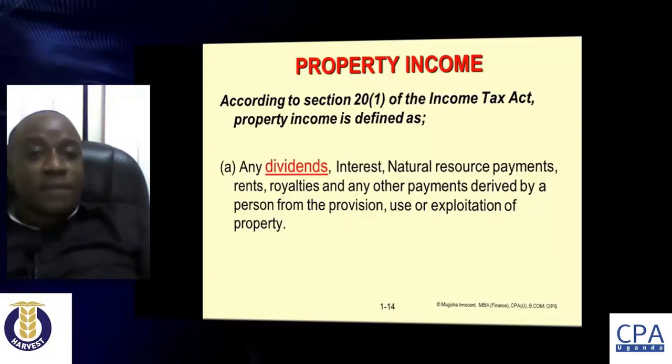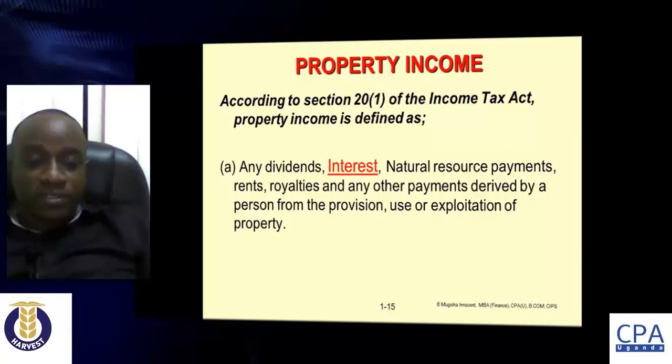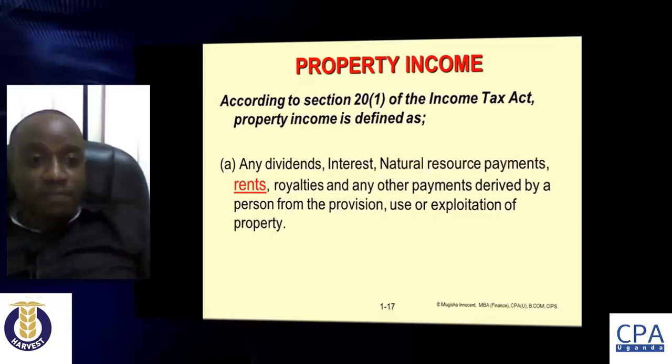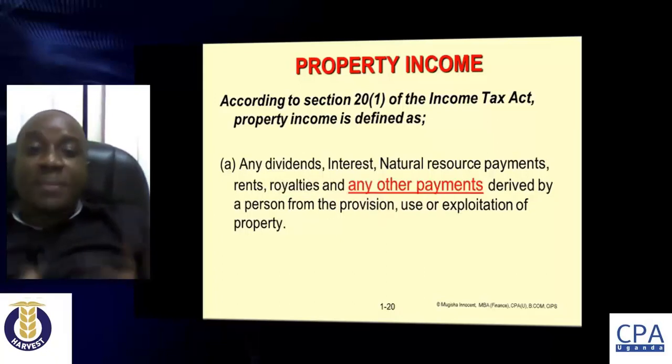So we are saying property income is dividend. When you receive dividend, we shall say you have received property income. When you receive interest, in all ways, we shall say you have received property income. When you receive a natural resource payment, or rentals, we shall say you have received property income. When you receive royalties, we're going to see what these are. And any other payment that may come in line with the exploitation and use of your property. So this is the very first definition under section 20, subsection 1 of the Income Tax Act.